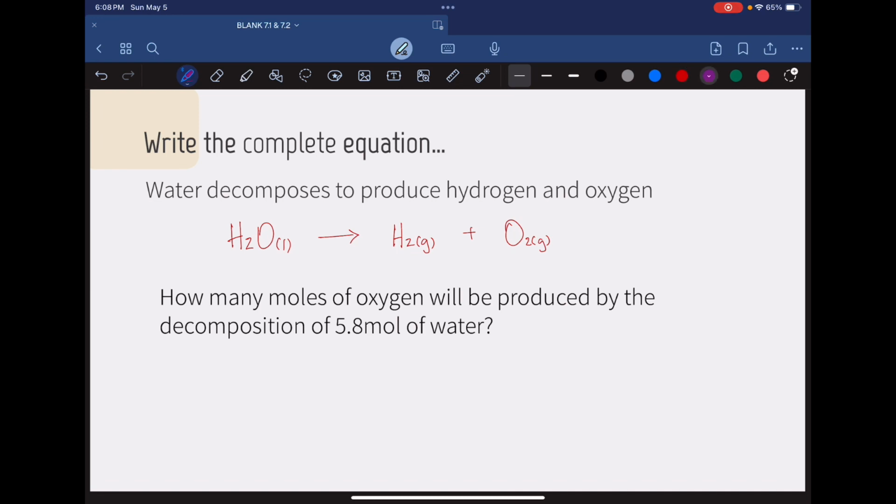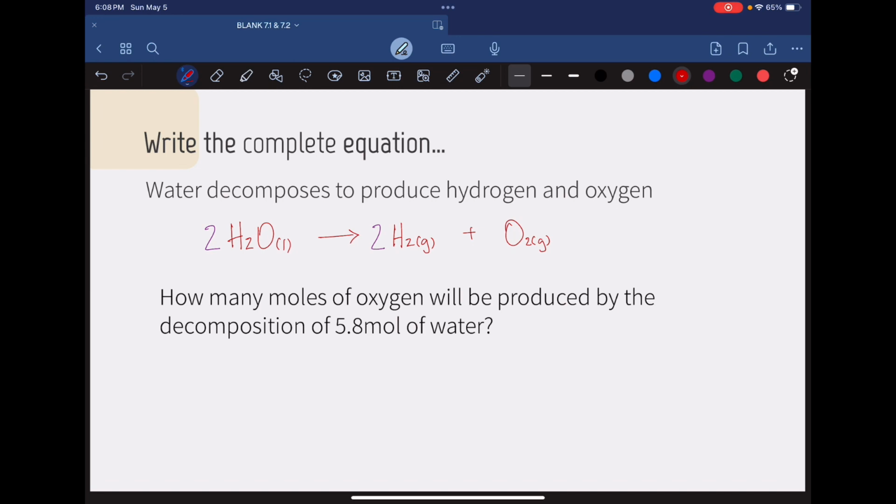So if I'm going to balance this equation, I'm going to put a 2 in front of H2O and a 2 in front of the hydrogen, because this will now give me 4 hydrogens on both sides, and 2 oxygens on both sides.